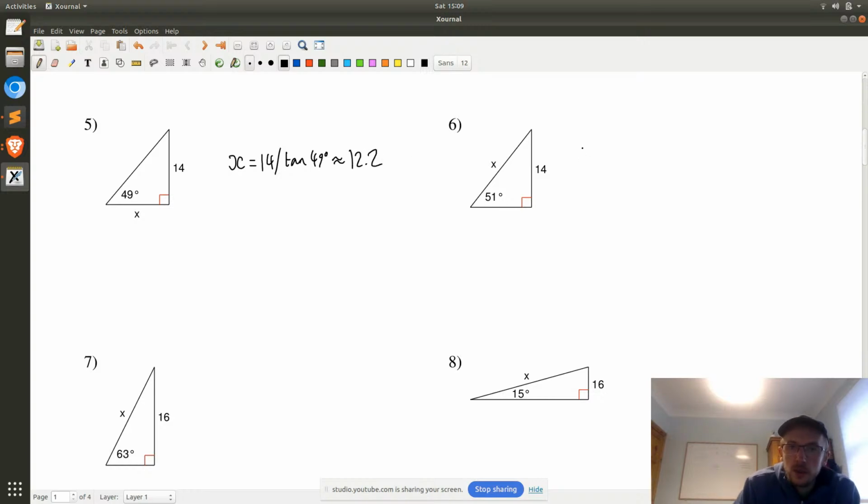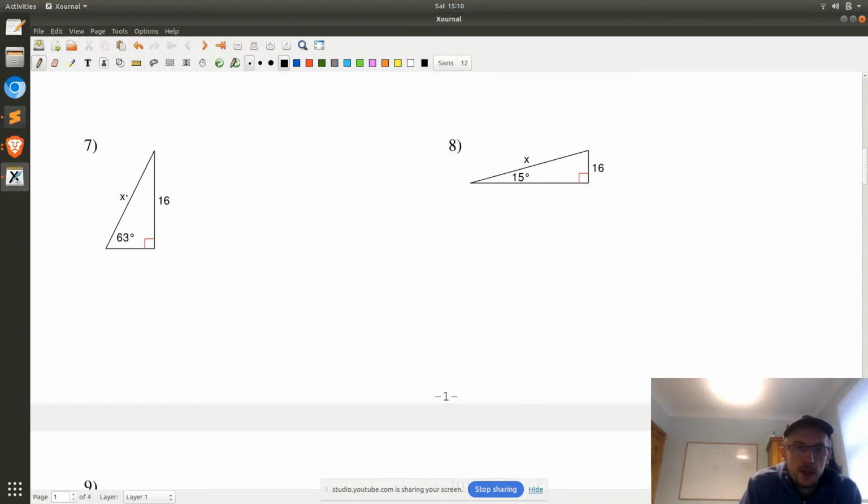Who's involved? Opposite and hypotenuse. So it's sine of theta. So sine of 51 is 14 over x. So x is 14 over sine 51, which is about 18.